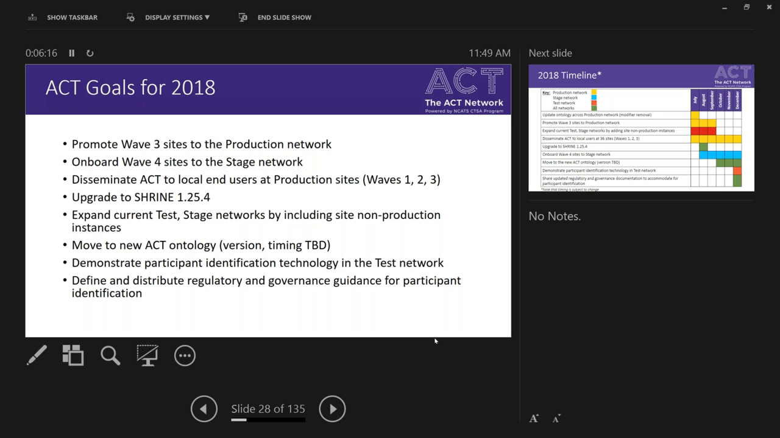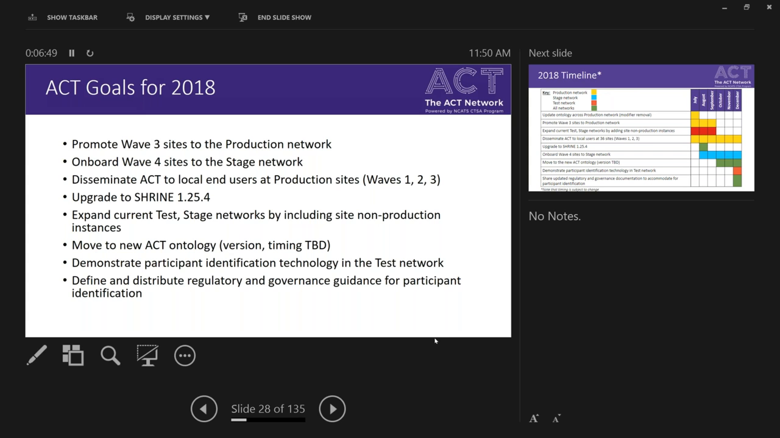We're going to expand our current test and staging networks. I know a question was brought up in the last session about having a non-production node, which of course we absolutely recommend and something to keep in mind for our Wave 4 sites as you're standing up your instances. And we'll be talking through how you can connect and participate in our test network or connect to stage so that you have the opportunity to follow best practice and go through any new installs there prior to moving into production. Talk a little bit more about that later.